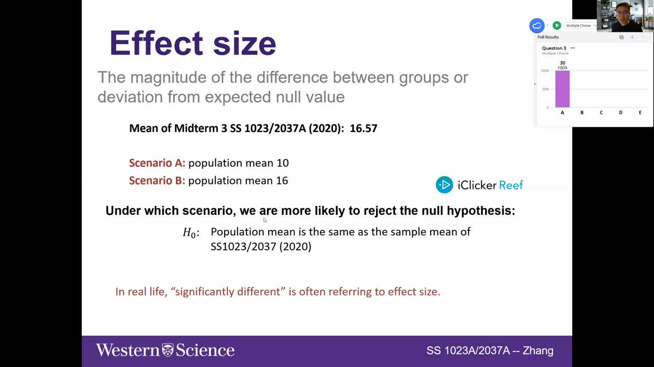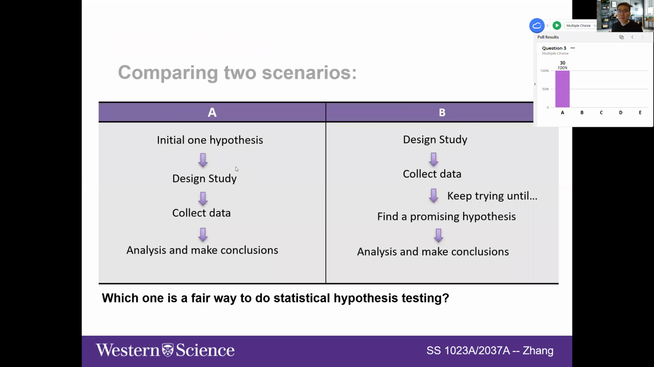Okay, then we will talk about the last issue of hypothesis testing. Before I talk about it, let's compare two different scenarios, and tell me which one you believe is a fair way to do statistical hypothesis testing. In the first way, we first initiate certain hypotheses, and then we design our study according to our hypothesis, collect the data, and finally make some analysis based on the data we have.